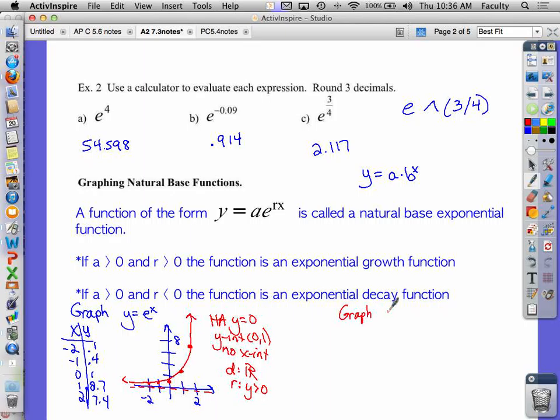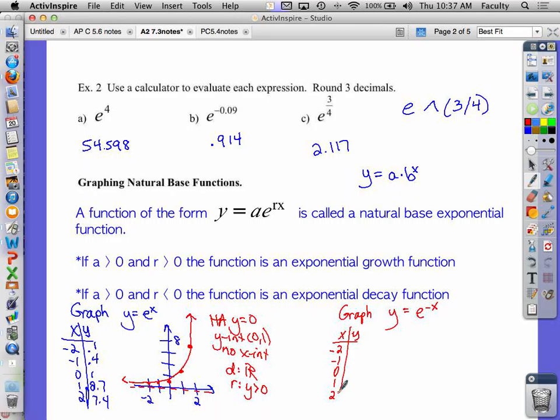Is the domain always going to be all real numbers? Yes. For exponential growth and decay, domain is always all real numbers. All right, now in this one, I want us to graph y equals e to the negative x, and let's make an XY table from -2 to 2.